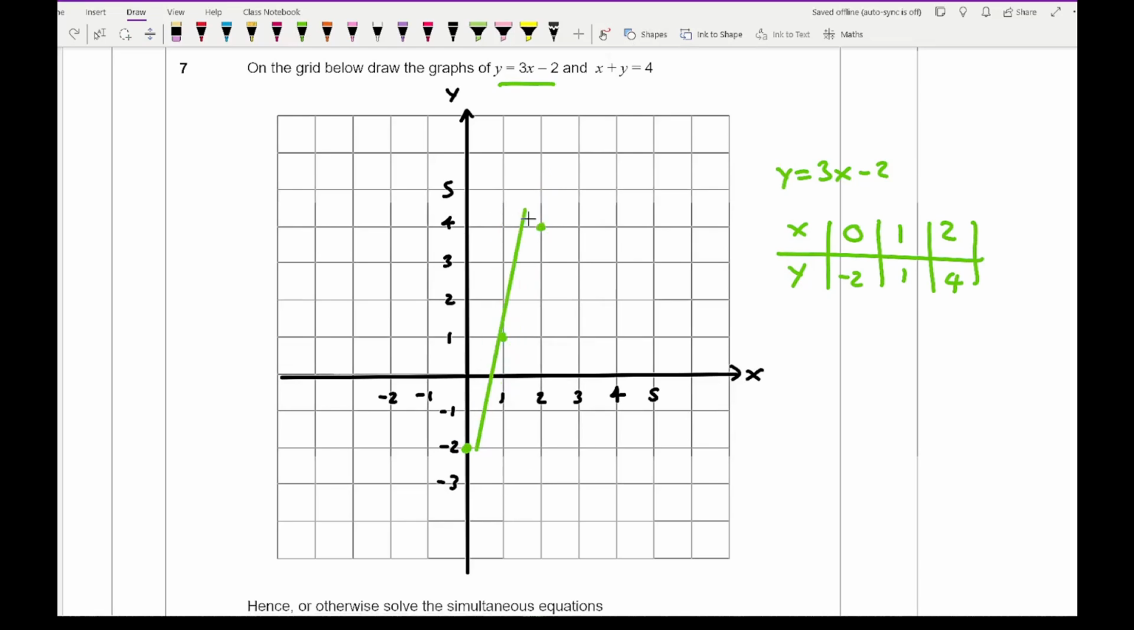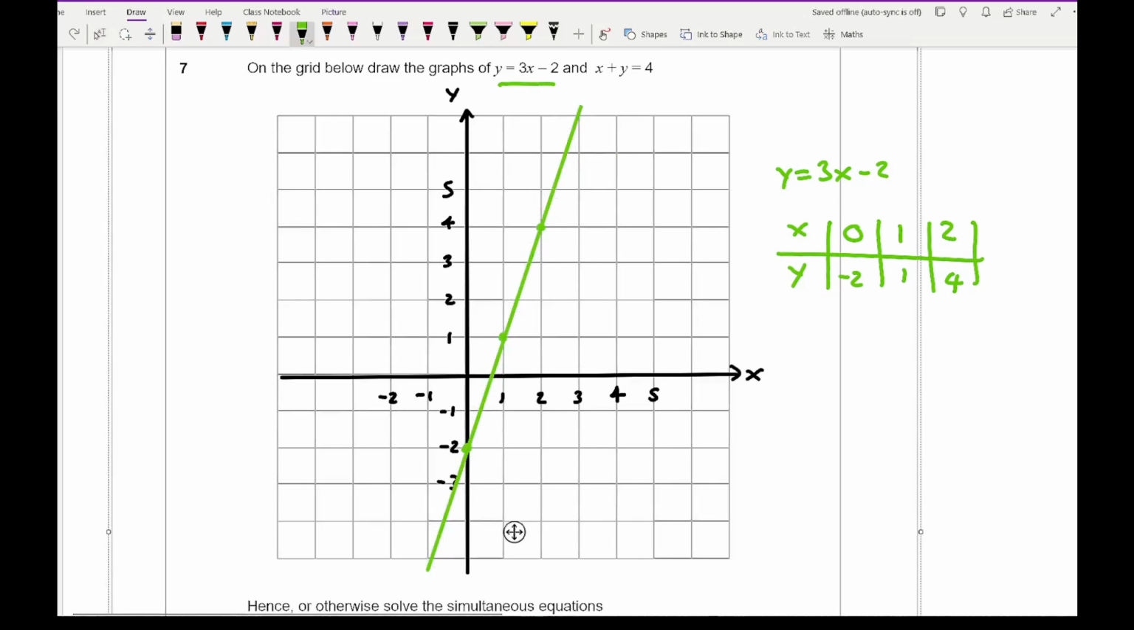And again, on the computer is extremely annoying and frustrating as it takes a while, so just bear with me. And when you're drawing lines on graphs, just try and go to each of the ends of the grid that you've been given. So this is y equals 3x minus 2. So next what I need to do is then plot x plus y equals 4.